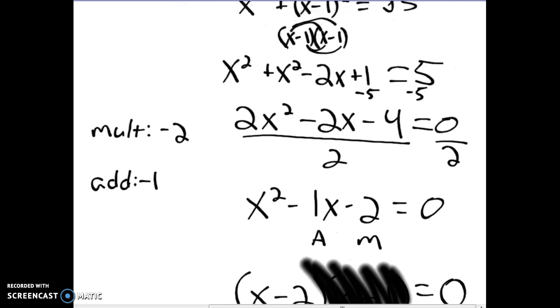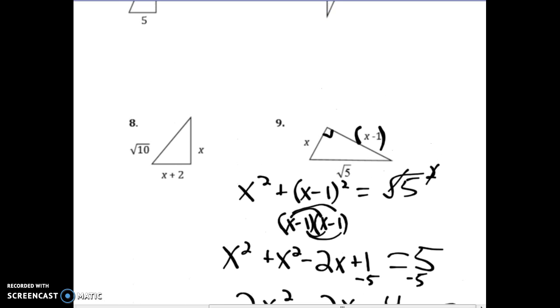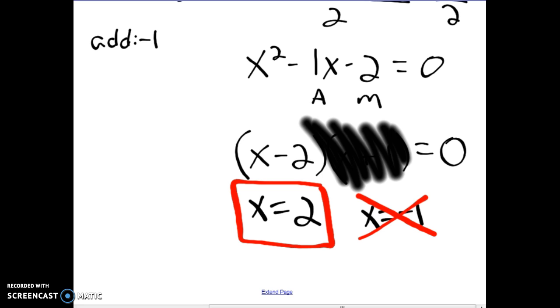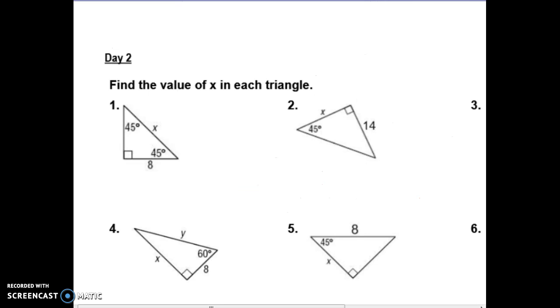If I think way back to what this thing is even asking, we're talking about sides of a triangle. If I have x as the length of a side of a triangle, having a negative number would not make sense at all. So negative 1 wouldn't work. That would be what's called an extraneous solution. Our answer here would be x equals 2. All right, onward.